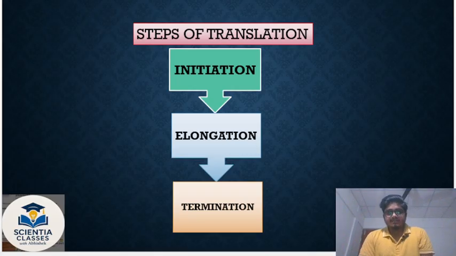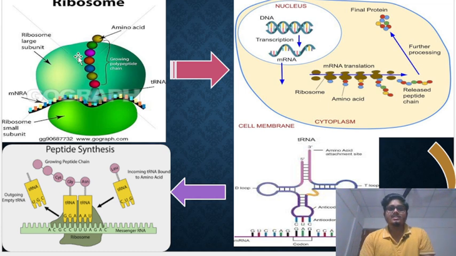After that, we learn the steps of translation. So here are the steps of translation. The first step is initiation, then elongation, and then the termination process. This is the diagram of the steps. Here is the ribosome. The ribosome will decode the mRNA, and the tRNA will help to transfer that sequence. It happens in the cytoplasm area.